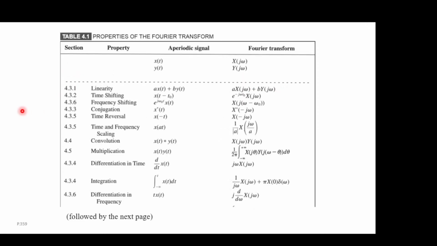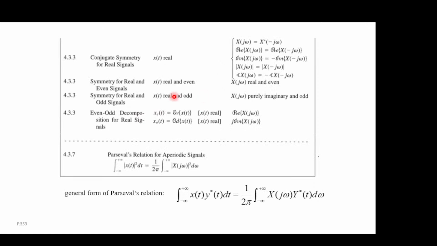And then you can combine these real, imaginary, and even, odd criteria with each other, so there are 4 conditions. Here we have 2 of them. If your x of t is real and even, then big X is also real and even. And if x of t is real and odd, then big X will be purely imaginary and odd. Okay.